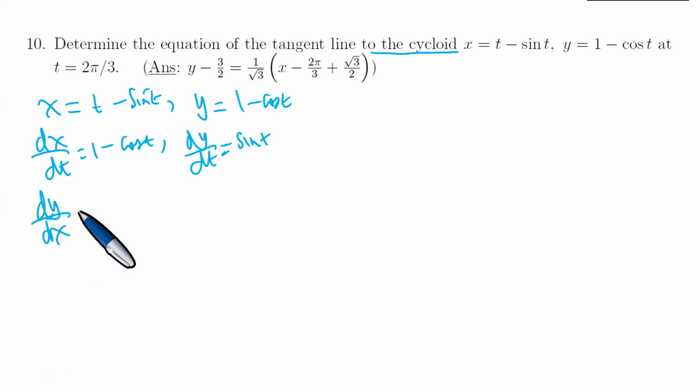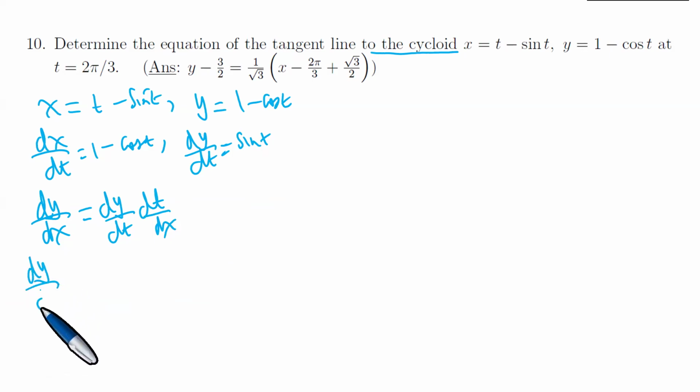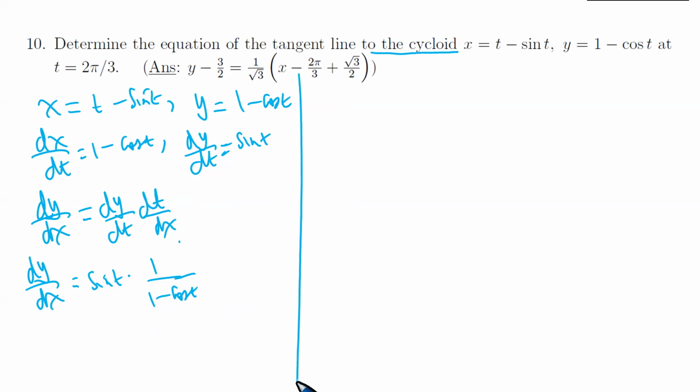dy dx is dy dt times dt dx. What is dy dt? It's sine t. dt dx is 1 over 1 minus cosine t. So you'd have dy dx, which is sine t divided by 1 minus cosine t.